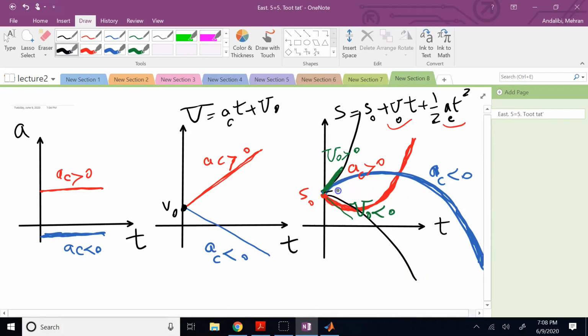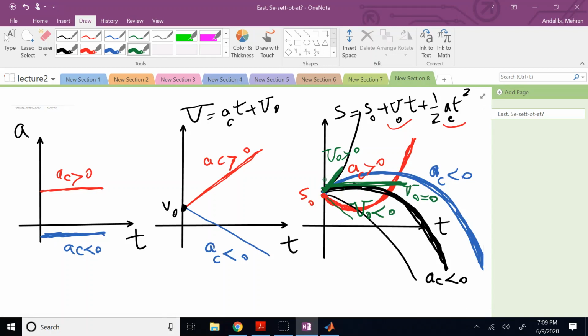What about this case? In this black case here, the acceleration is negative, the curvature is downward, but if you look at the initial slope, what is it? It's 0, because you start horizontally in the beginning. So you can get different types of shapes. And when would you have a max or a min in the s-t graph? When the sign of v0 and a are different. When the sign of v0 and a are different, then you would get a max or a min. Okay, so that is important.